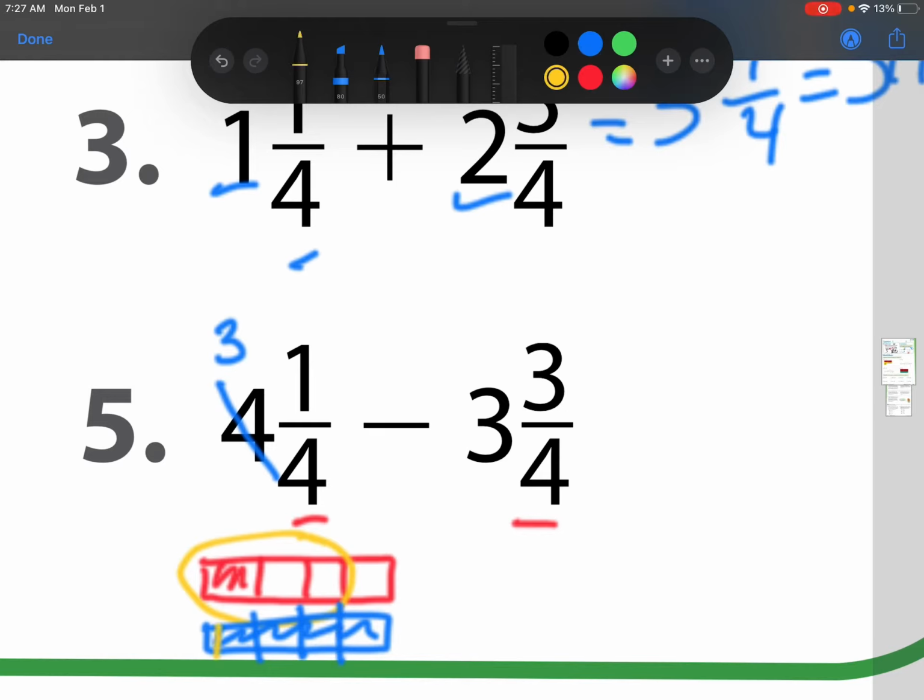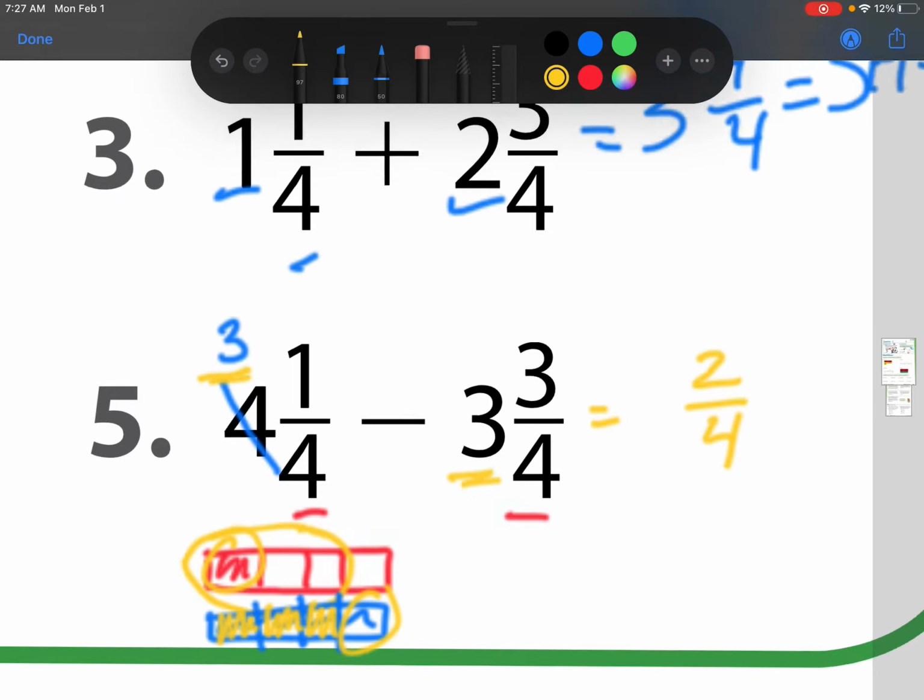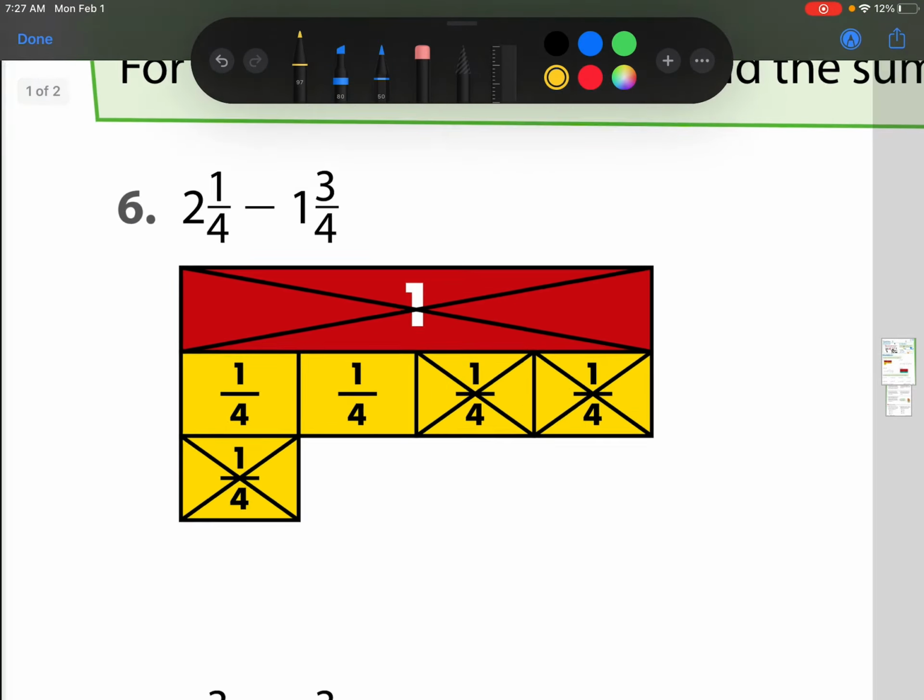We can take away 1, 2, 3. And how many do we have left? Well, we're left with 1, 2. So we're left with 2/4. And now we have 3 wholes minus 3 wholes is 0 wholes. So our final answer is just 2/4. So now let's head to number 6.